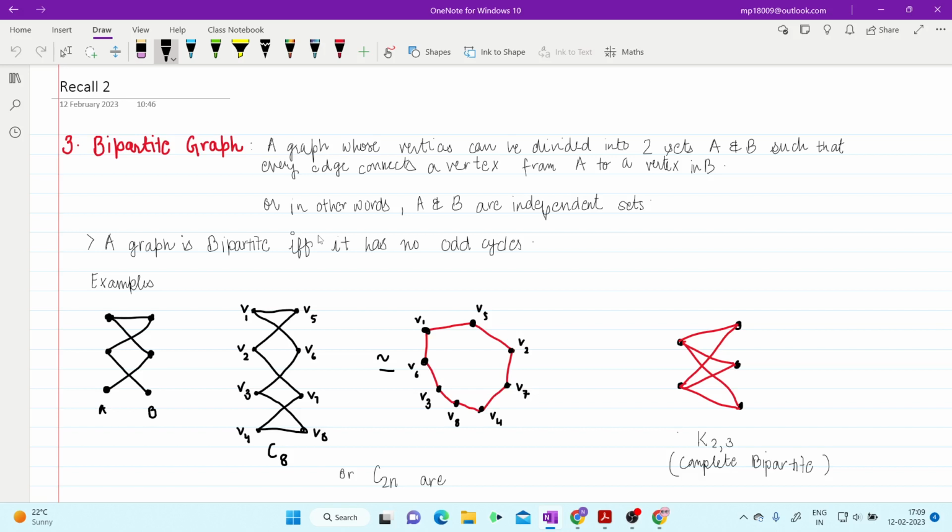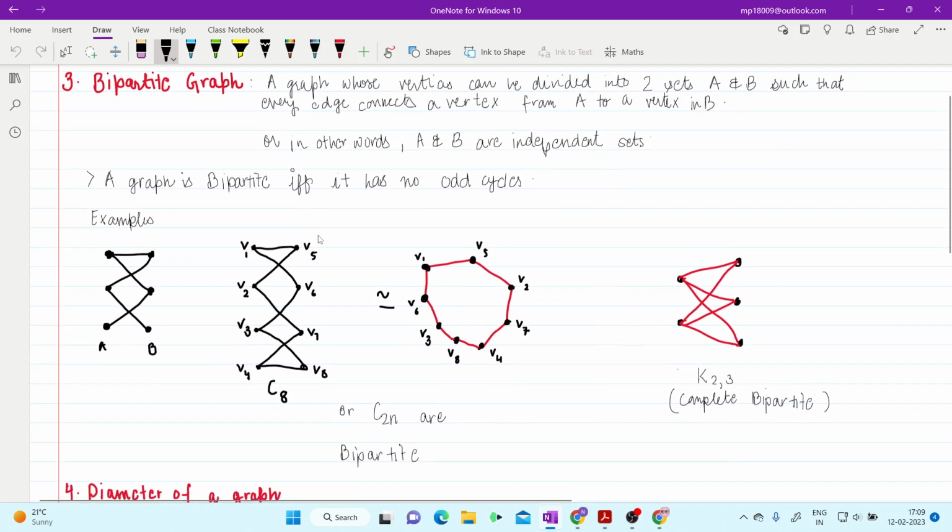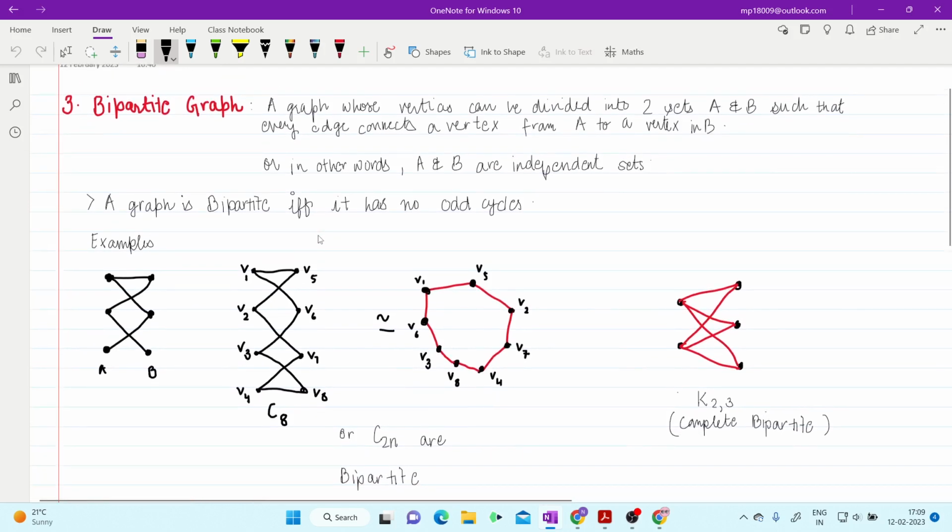In other words, a graph is bipartite if we can divide the set of vertices in two sets such that for any edge in G, one vertex lies in A and the other vertex lies in B. We have a necessary and sufficient condition for a graph to be bipartite: a graph is bipartite if and only if it has no odd cycle.